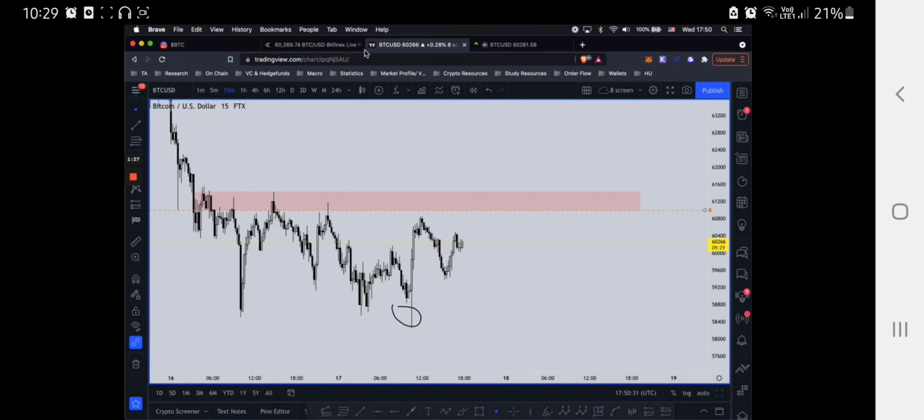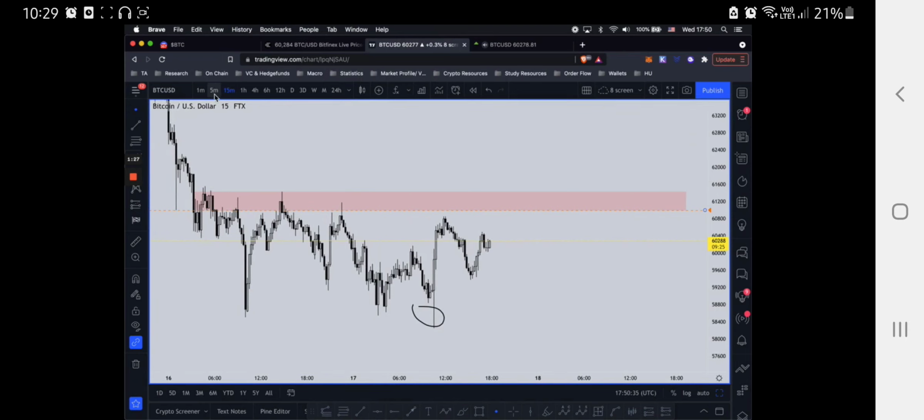And I'll listen for 10 minutes, because look, these tops, these are 15-minute candles. These tops take time. If you go to the 5-minute, you'll see even clearer.